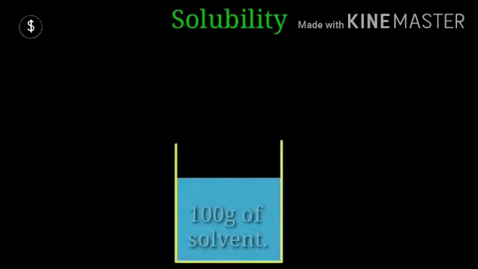Good morning dear students. Today in this video we will study about solubility. What is solubility? Suppose we take 100 gram of solvent, or 100 ml of water, or 100 gram of water. Now we will see how much amount of solute, that is sugar, can be dissolved in this 100 gram of water. As much amount of sugar as will be dissolved in this 100 gram of solvent is known as solubility at that particular temperature.